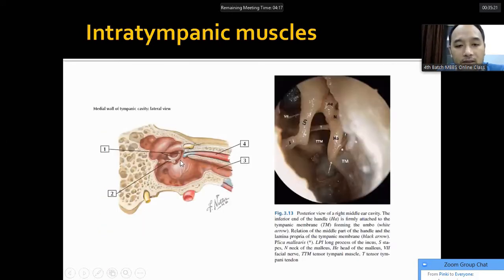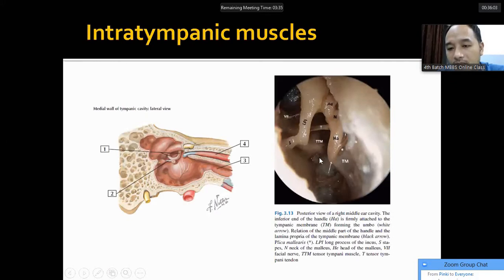Now in this picture, this is the tensor tympani muscle. It arises from the cartilaginous part of the Eustachian tube, travels through a canal provided for it, opens into the anterior wall, and hooks around the bony projection, the processus cochleariformis, on the medial wall. The processus cochleariformis acts as a pulley. After it comes out, the tendon goes outwards and attaches to the handle of the malleus at the upper part. This is the tendon of the tensor tympani muscle.